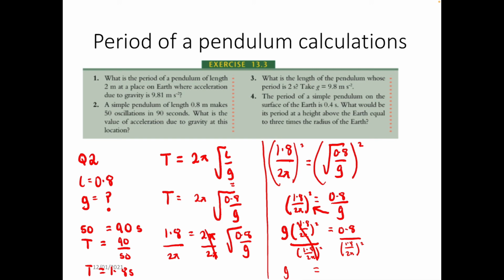Okay, I now have g on one side of my equation and everything else on the other. To find my final answer, I substitute the values that I have here into my calculator. That's 0.8 divided by 1.8 all over 2 pi, squared. This gives me a value of g of 9.75, rounding to 2 decimal places, meters per second squared.